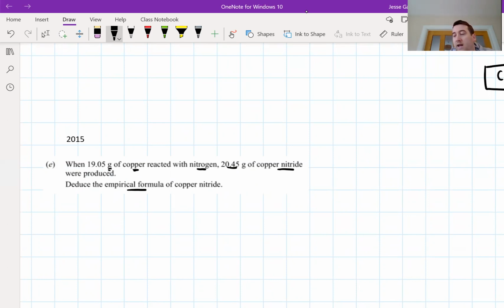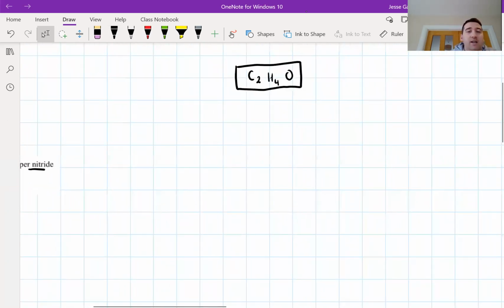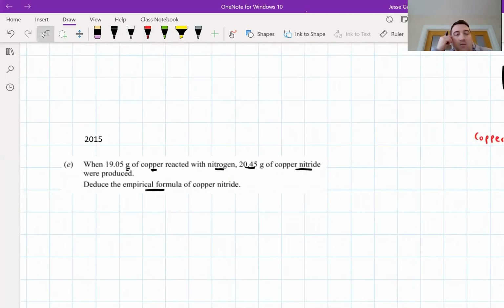Okay, so in this one, we're given a reaction, copper reacting with nitrogen. So I'm going to begin this one by writing down what's going on. So copper reacted with nitrogen, so plus nitrogen, react to give copper nitride. What we want to do is deduce the formula of this copper nitride. Right, so underneath each one, write down the mass that we know from the question. I'll go back here, pause the video, write down the masses that we know.